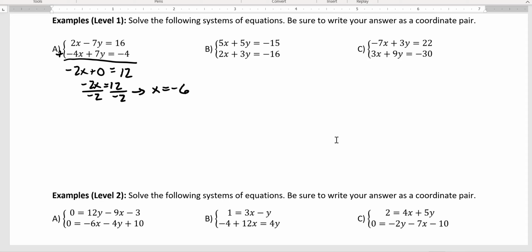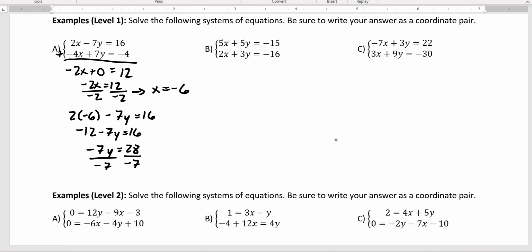So now that I know x is negative 6, I can plug that into either equation. Let's do the top one here. So 2 times negative 6 minus 7y equals 16. 2 times negative 6 is negative 12 minus 7y equals 16. Add 12 to both sides, I get negative 7y equals 28. Divide by negative 7, divide by negative 7. And I find that y equals negative 4. So my solution then would be negative 6, comma, negative 4.